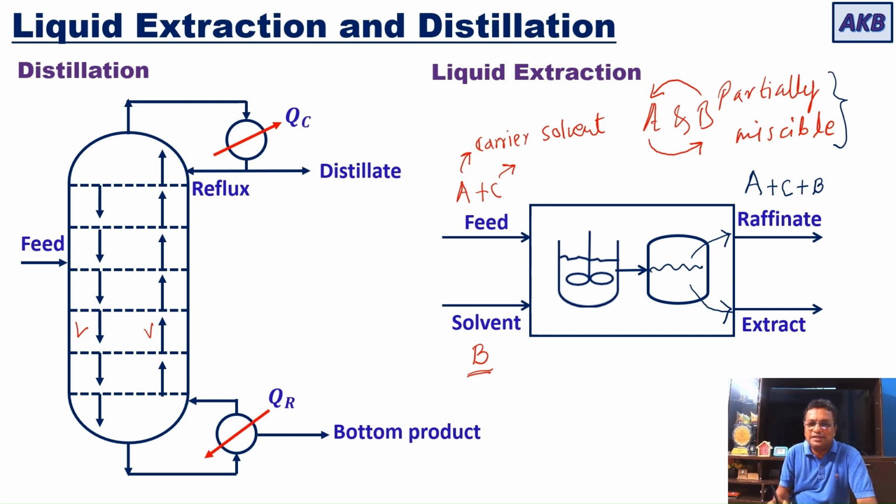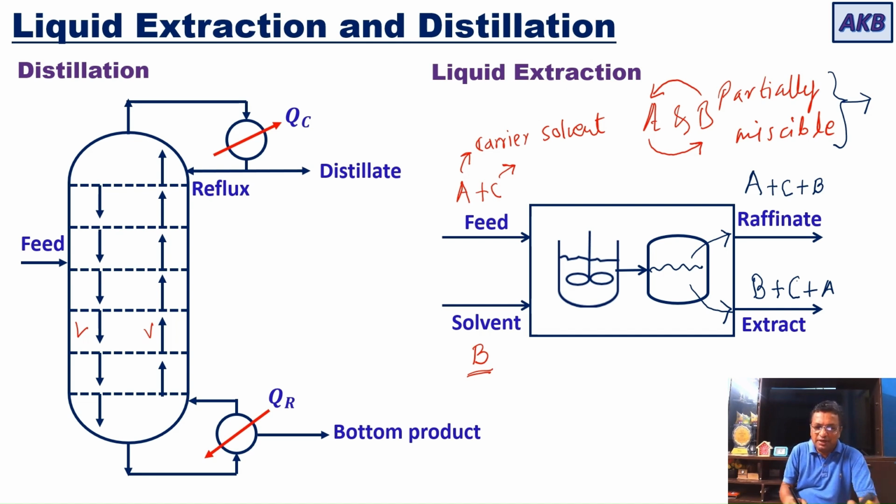And then you can easily tell what will be the components in the extract phase. The major part will be B, then the next major component will be the extracted solute, that is C, and the third one will be a little amount of A going into the extract phase. Why is this happening? Again, the answer to this question is that A and B are only partially miscible in each other.